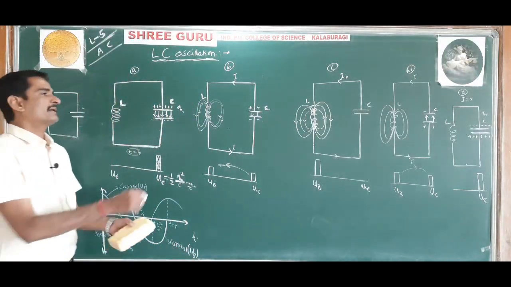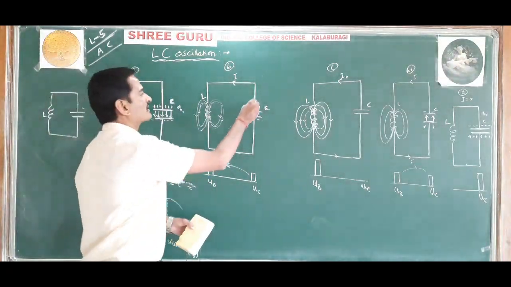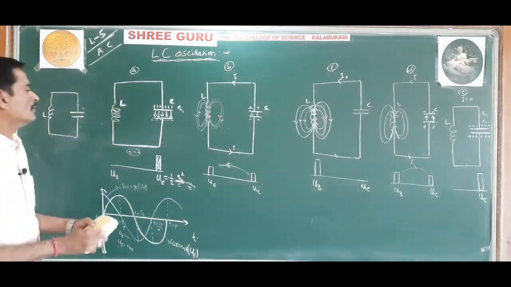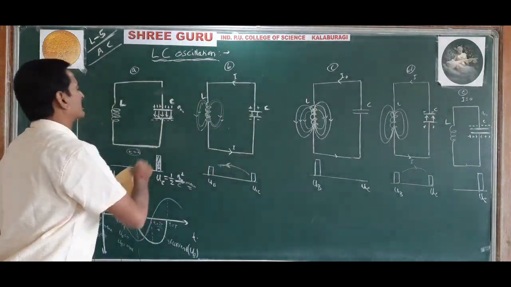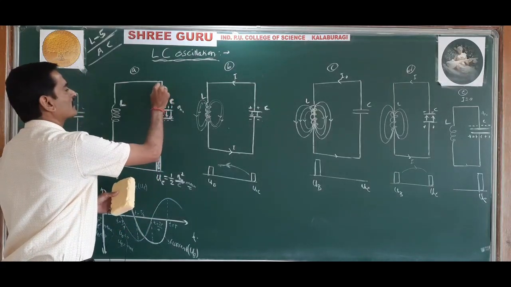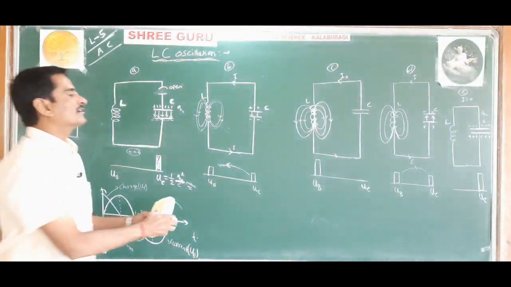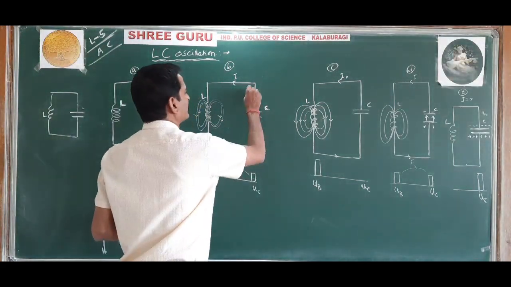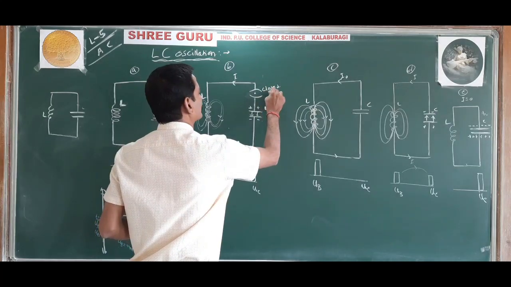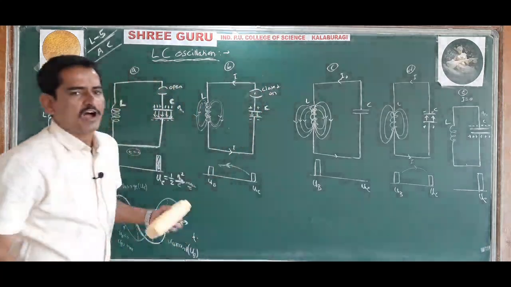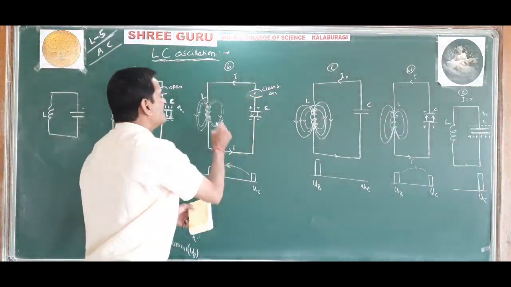Now the capacitor is allowed to discharge. Let us take that there is a plug key. Here the plug key is open, and now the plug key is closed. When it is closed, it means it is on. When the plug key is on, the capacitor is connected to the inductor.